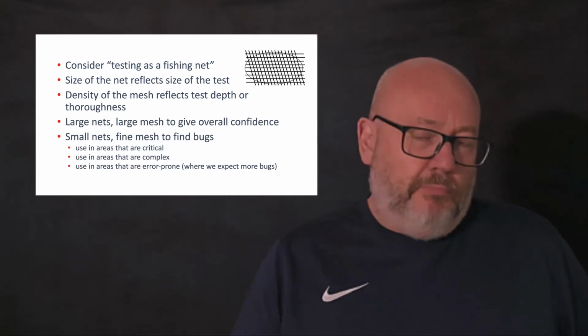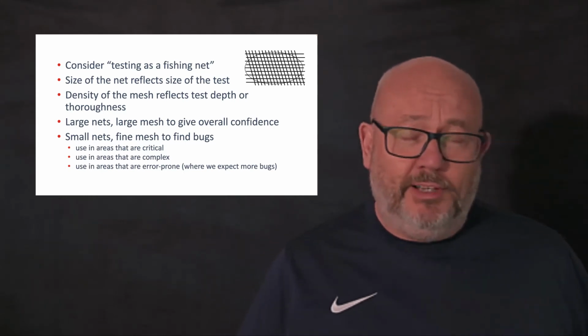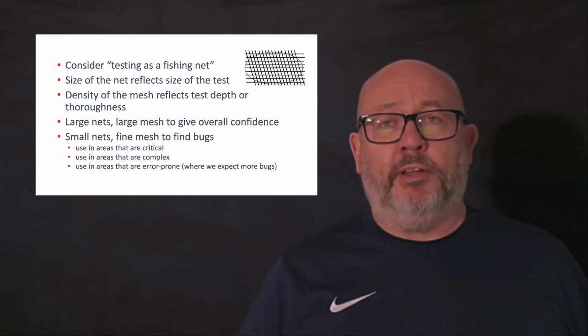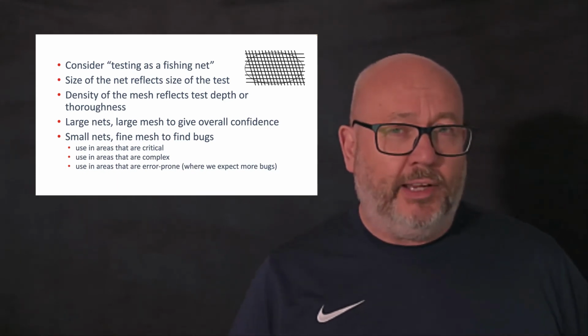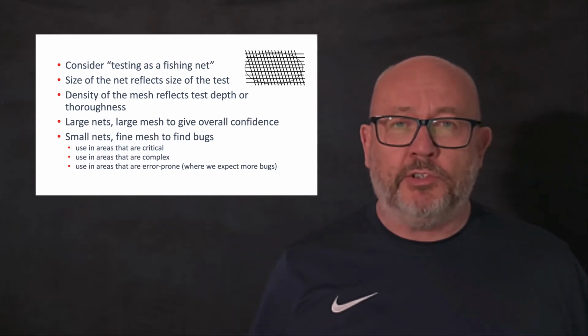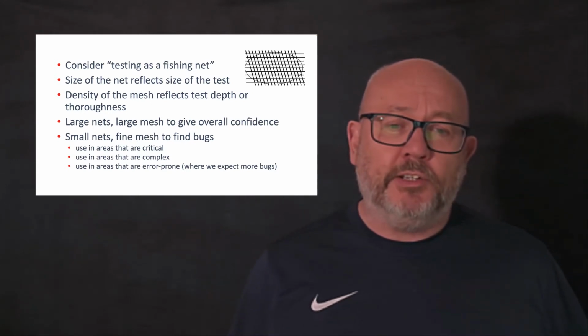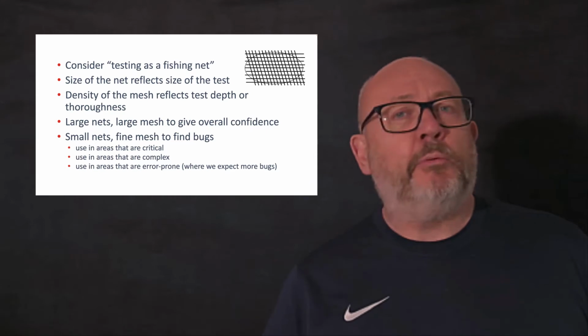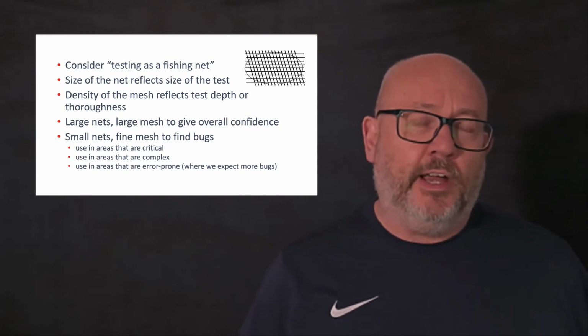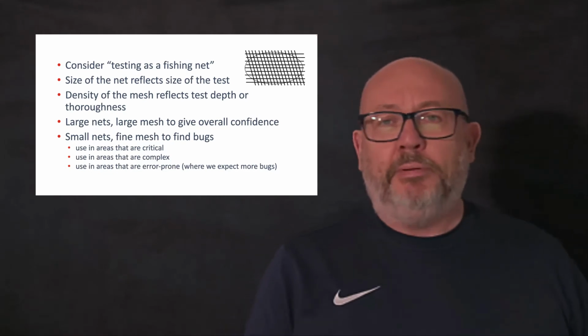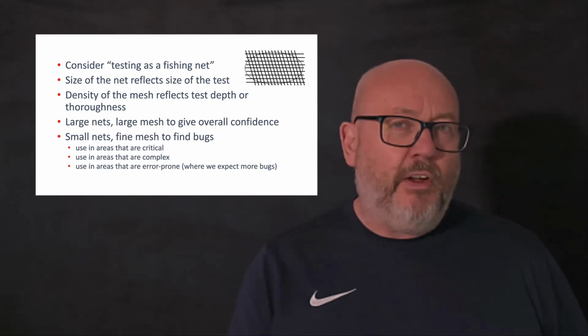So I've said, areas of the system that are critical are important to us, areas of the system that are complex and therefore difficult to understand and possibly error-prone. These are areas we're going to look more deeply into. And then there are areas that are error-prone. And error-prone areas are where we expect to find more bugs. Very often complex and error-prone areas are very similar.